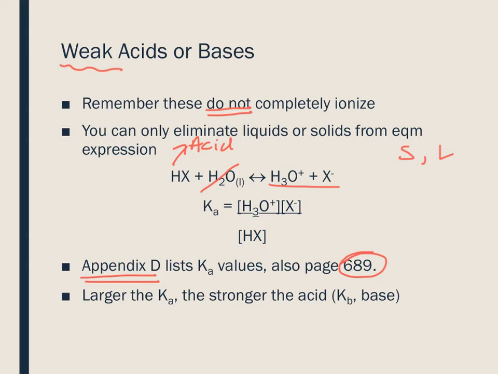So a lot of the problems that we're going to be dealing with are either going to be solving for Ka or solving for one of the components of the equilibrium expression. A note here: the larger the Ka, the stronger the acid, or the larger the Kb, the stronger the base. Okay, so the smaller the number, the weaker they are.